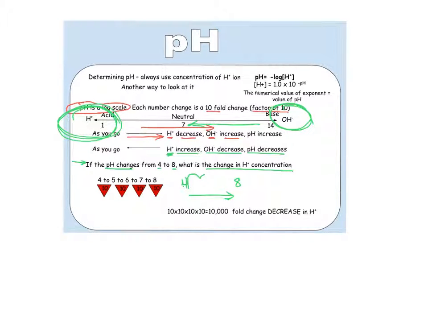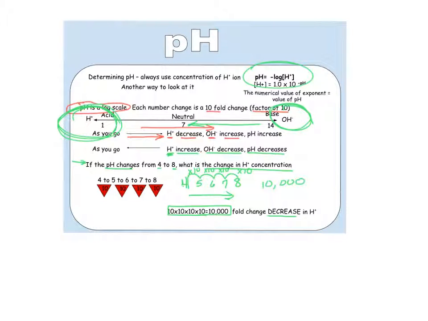So what is it going to decrease by? Well, we're doing 4 jumps, 4 to 5, 5 to 6, 6 to 7, and 7 to 8. And every one of these jumps is times 10. I'm running out of room here. Times 10, there's 4 of them. So 10 times 10 times 10 times 10 gives you a 10,000-fold decrease in hydrogen concentration. And that's why we have this down here. 10,000-fold change, decrease in hydrogen. Okay, so I hope that makes it a little bit easier for you to understand how the pH scale works.